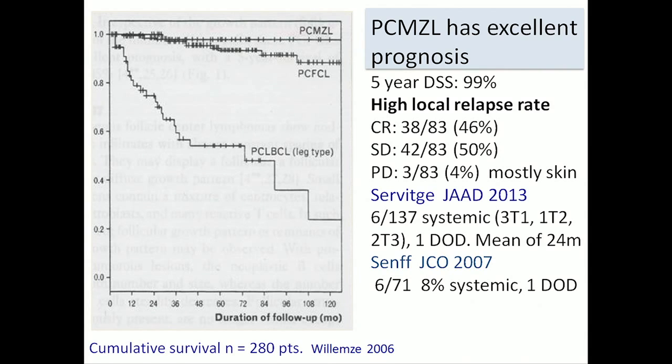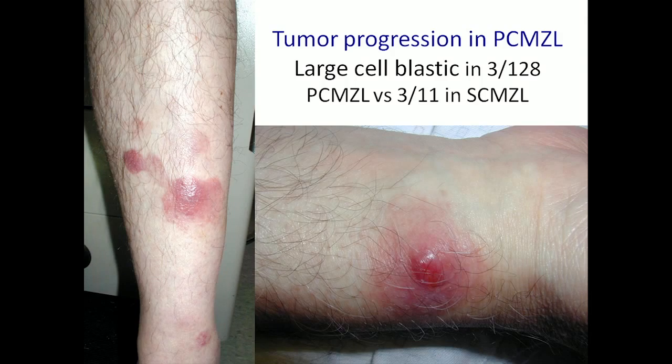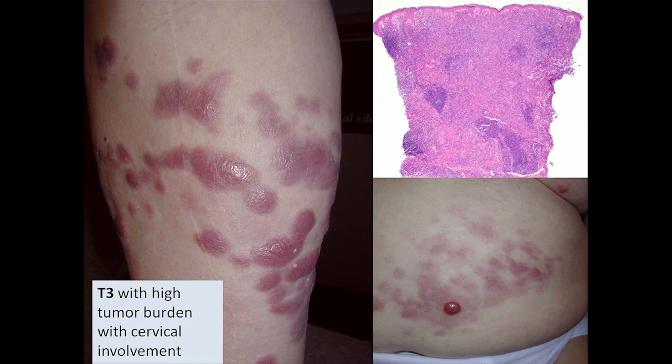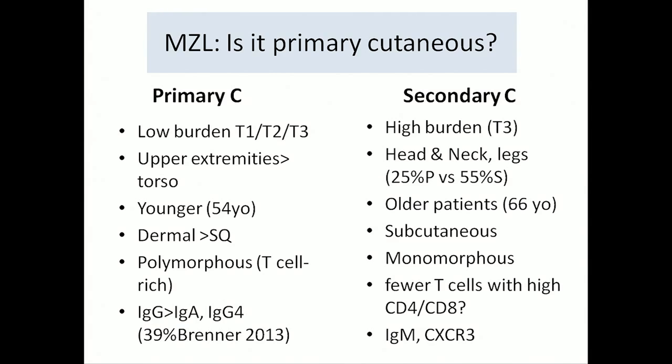Five-year disease-specific survival for primary cutaneous MZL is 99%. In Europe, they see a higher incidence of bone marrow involvement. I think those patients were not properly staged early on because they had such early systemic involvement, a phenomenon that we have not observed here in the States. Very seldom do they undergo large cell transformation.